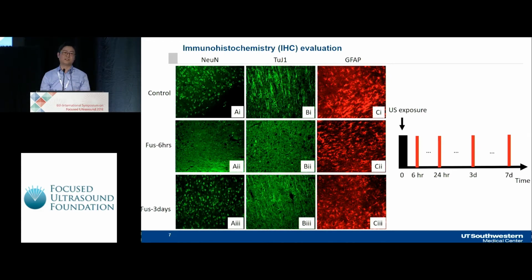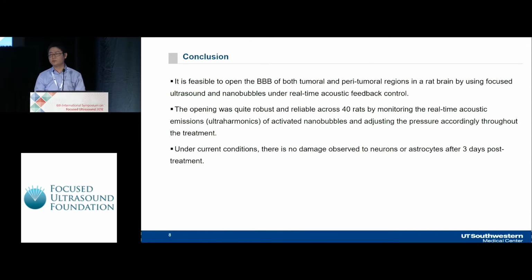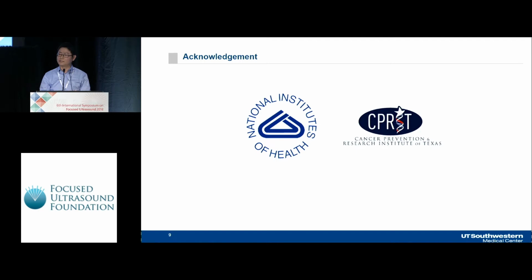We're open to more discussion, actually, because we just started looking at this. So in conclusion, it is feasible to open the blood-brain barrier of both tumoral and peritumoral regions in a rat glioma model using focused ultrasound with nanobubbles under acoustic feedback control. And the opening was quite robust and reliable across 40 rats by monitoring the ultra-harmonic emission and adjusting the pressure accordingly throughout the experiment. And under the current conditions, there's no damage observed to either neurons or astrocytes 3 days post-treatment.